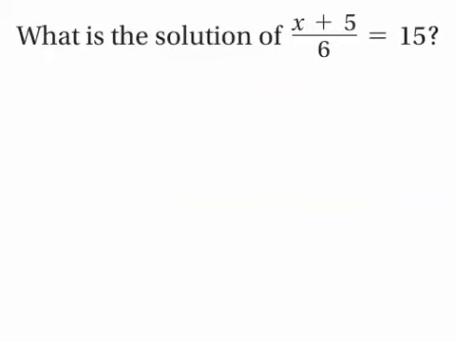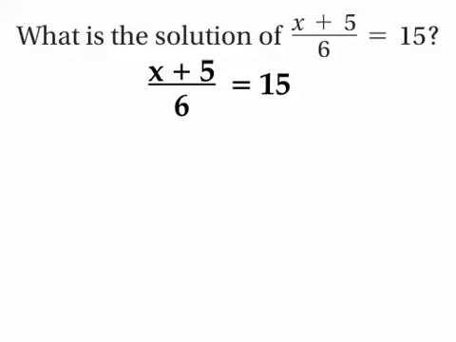This is the example that I was talking about earlier. It says, what is the solution of x plus 5 over 6 equals 15? I'm going to rewrite the problem here. Notice that x plus 5 is all being divided by 6. If you remember when we talked about the order of operations, we talked about the fraction bar or division bar being the same as a grouping symbol like parentheses or brackets.